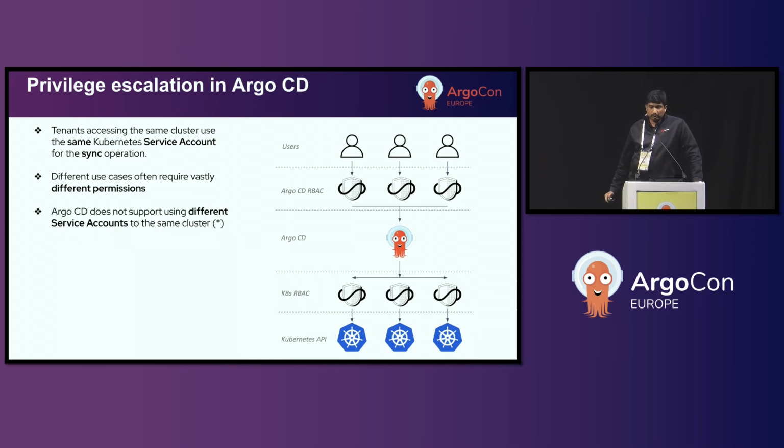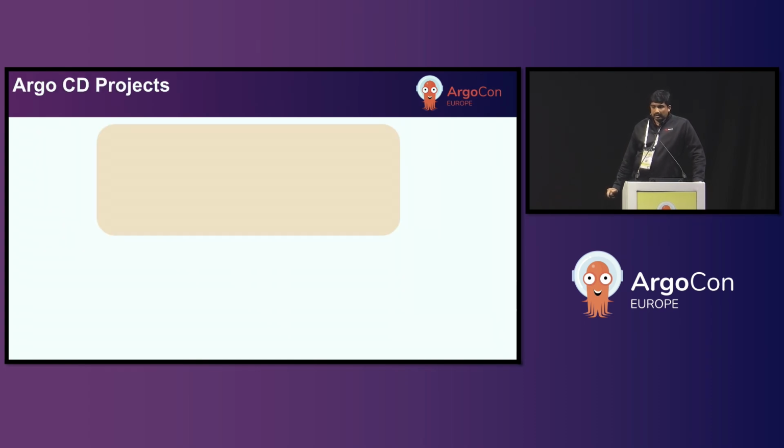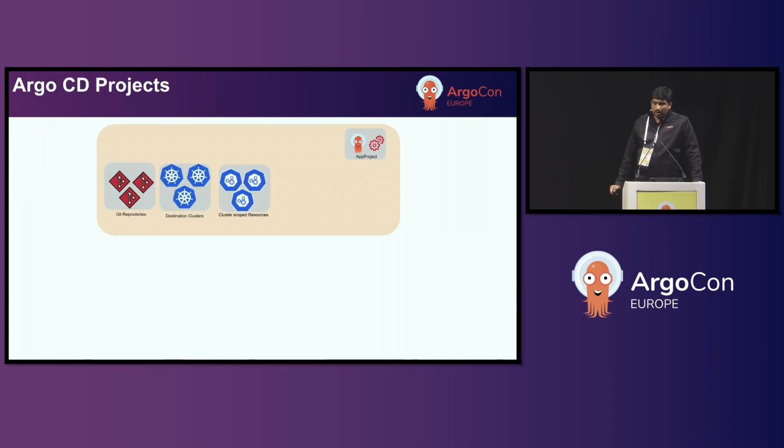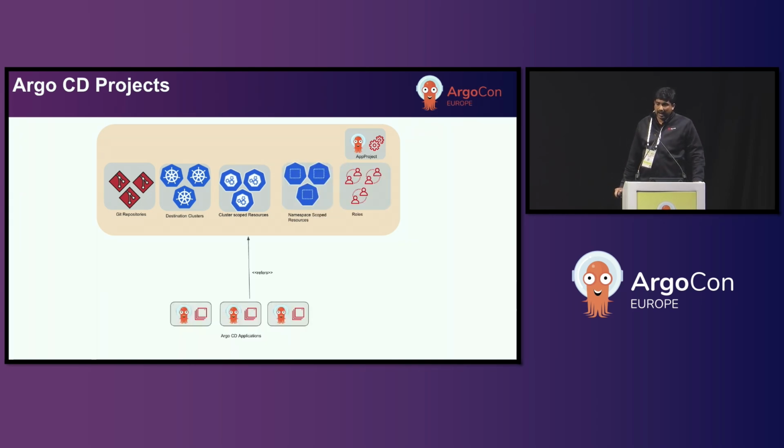And this is one of the drawbacks: it doesn't support using different service accounts for the same cluster. So long story short, the only service account that the Argo CD application controller uses must have privileges that satisfy all the tenants. One common way of preventing this privilege escalation is to have a properly configured Argo CD project.